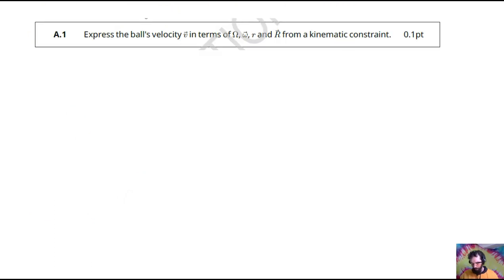Okay, so now we've gone through that, let's start with the problem. So we have part 1a here. We need to express the ball's velocity in terms of capital omega, lowercase omega, r, and capital R. To help us do this, I'm going to draw two diagrams. The first diagram I'm going to draw is if we looked at the table side on.